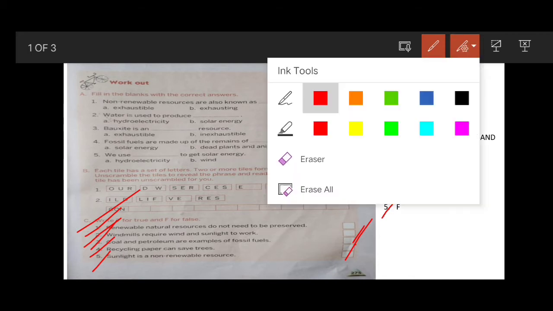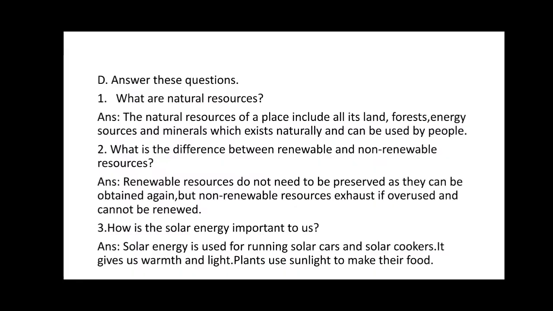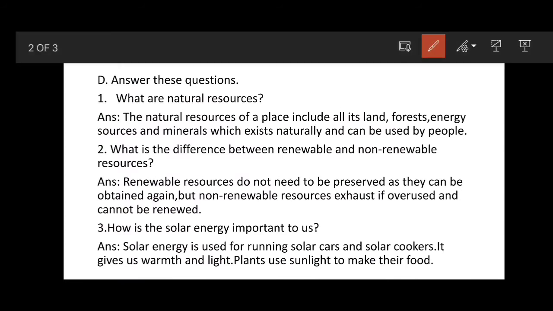Next, D. Answer these questions. Now we will discuss the questions and answers. I request all of you to take out your notebooks and write it down. Question number 1. What are natural resources? The answer is the natural resources of a place include all its land, forest, energy sources and minerals which exist naturally and can be used by people.